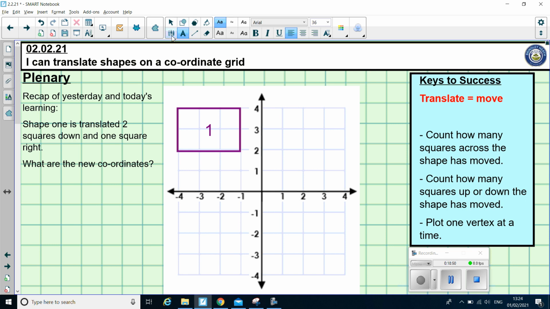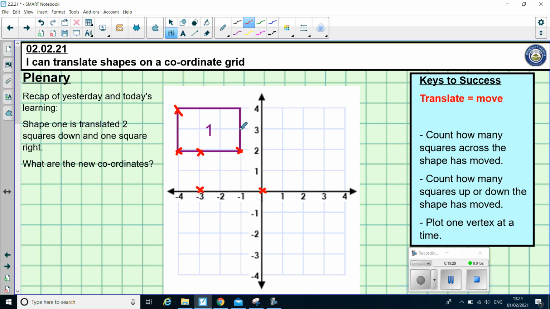Okay, hopefully you've managed to have a go at that then, Year 6. The shape has been translated 2 squares down and 1 square to the right. So remember, we do each vertex one at a time. So 2 squares down and 1 square to the right. Okay, and the same with this one. I'm going to go 2 squares down and 1 square to the right. Next, I'm going to take this vertex. I'm going to go 2 squares down and 1 square to the right.